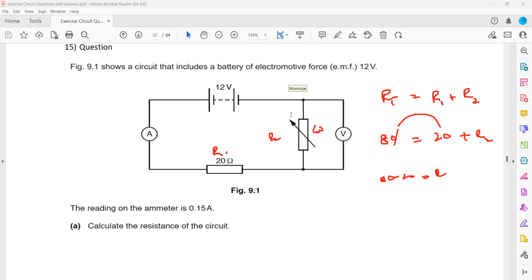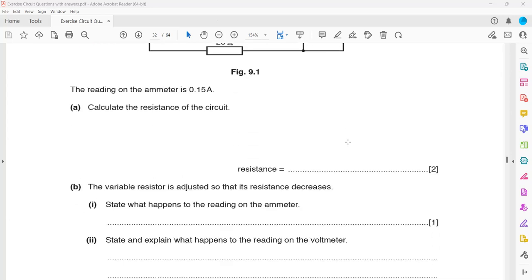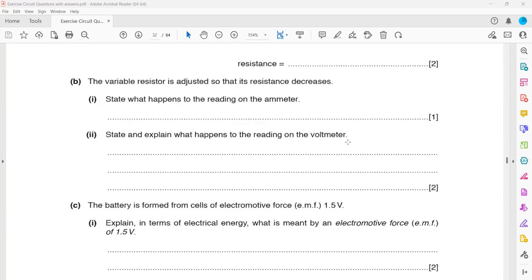Do the voltmeter and ammeter take some voltage? We consider it negligible. Practically yes, there will be some voltage across the ammeter, and there will be current in the voltmeter, but we assume it is not taking any.